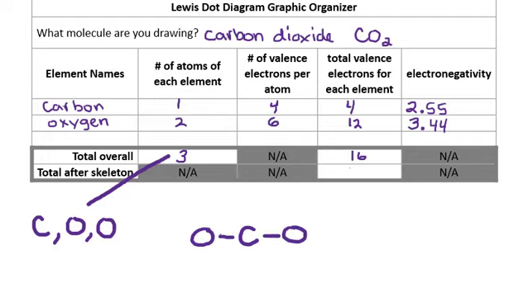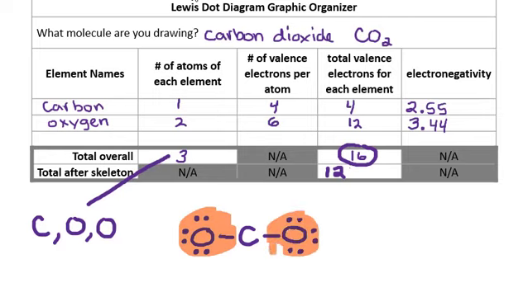After I use 2 bonds for my skeleton, which are 2 electrons each, there are 12 remaining electrons I need to distribute. I use the electrons to fill the octets of my outer atoms first, and then it appears that I've run out of electrons. Let's take a moment to look at this molecule as is. This oxygen has a full octet, and this oxygen has a full octet. But this carbon is deficient. It only has 4 electrons, and it needs 4 more.